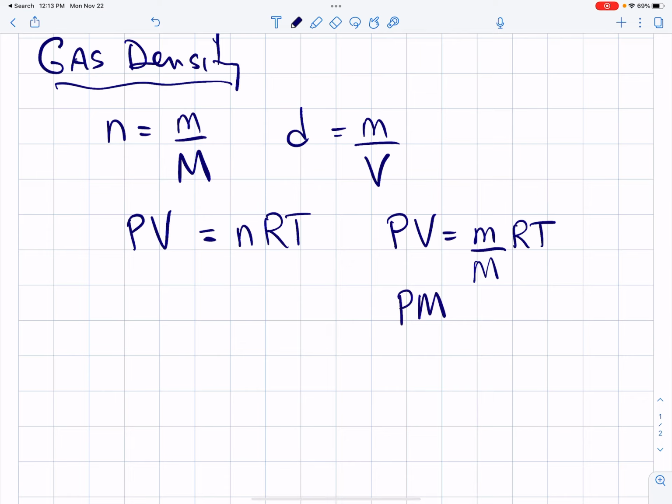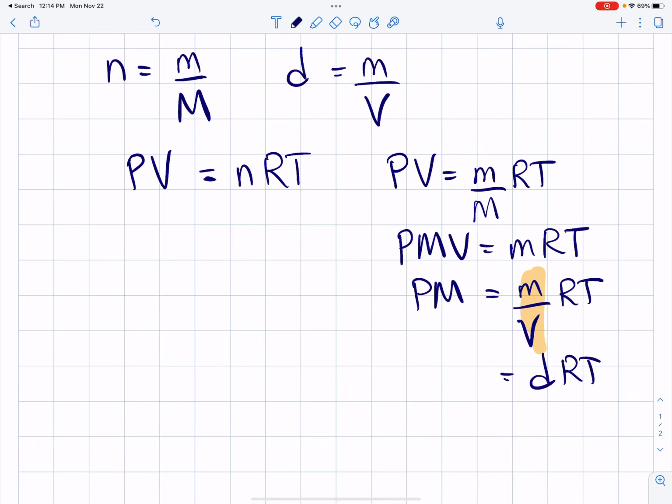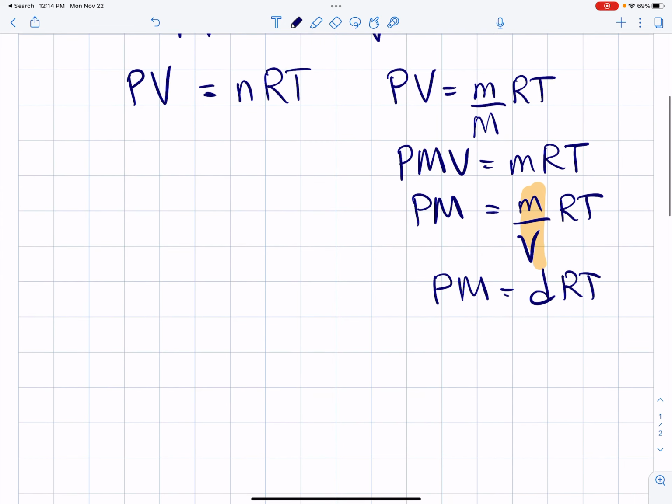P times M times volume would equal mRT. And then we could divide both sides by the volume, and we'd have P times M is m over volume times RT. But notice that m over volume is density. So therefore, density times RT is equal to P times M, pressure times molar mass.